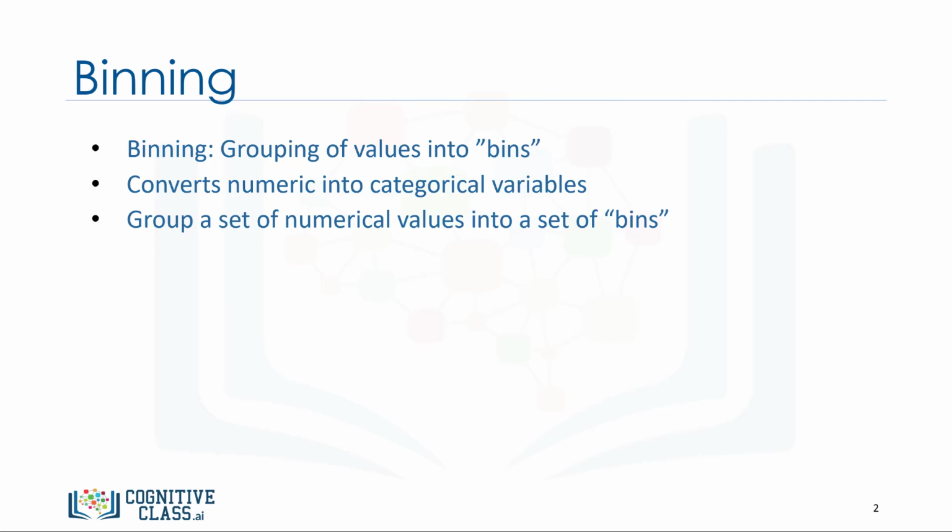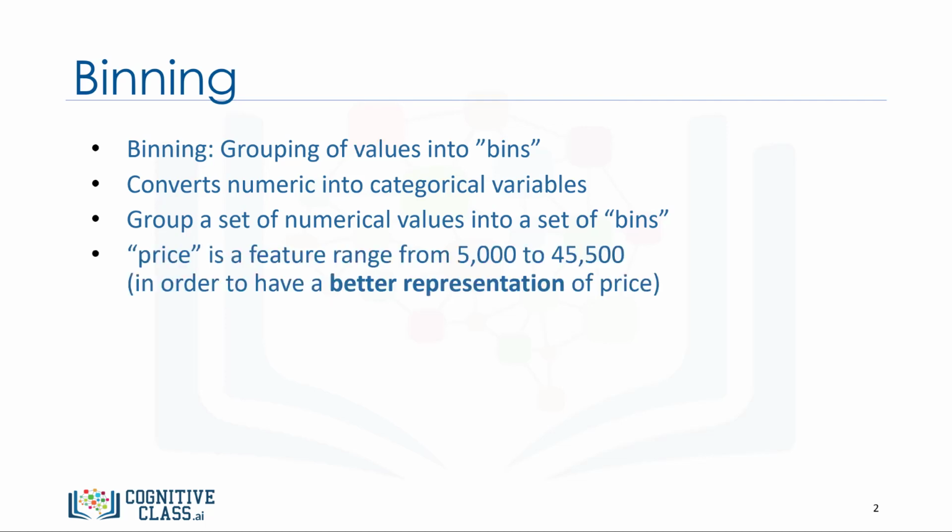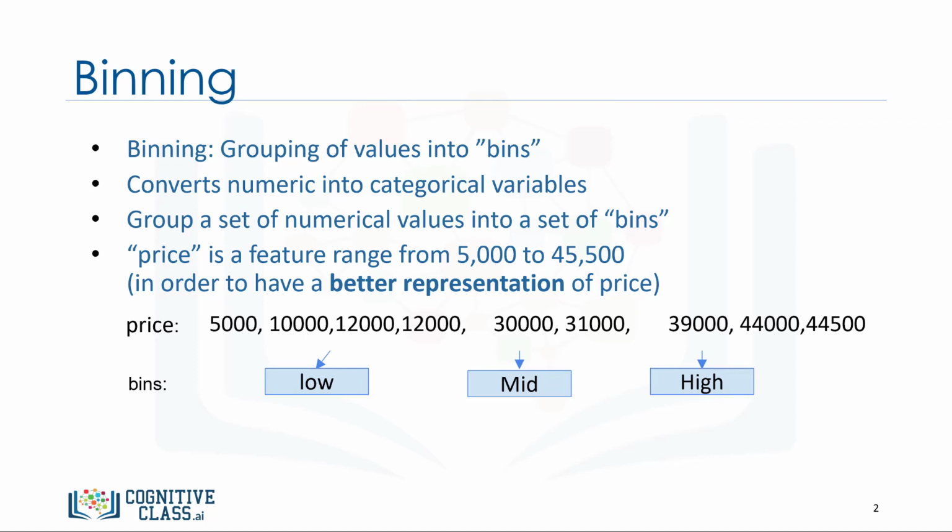In addition, sometimes we use data binning to group a set of numerical values into a smaller number of bins to have a better understanding of the data distribution. As an example, price. Here is an attribute ranging from 5,000 to 45,500. Using binning, we categorize the price into 3 bins: low price, medium price, and high prices.